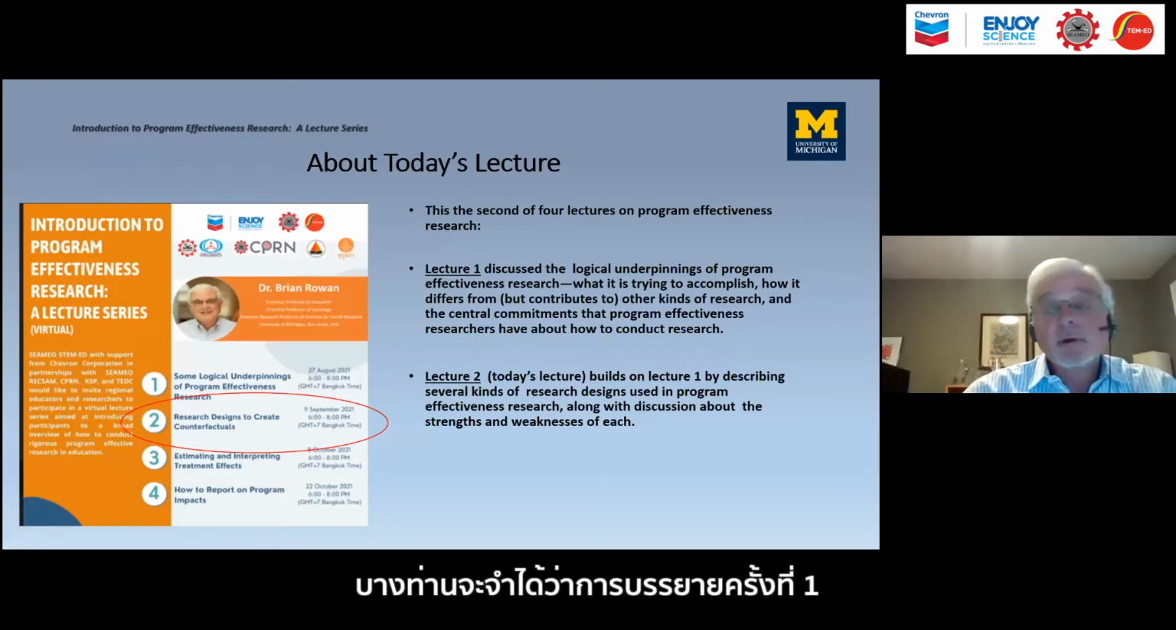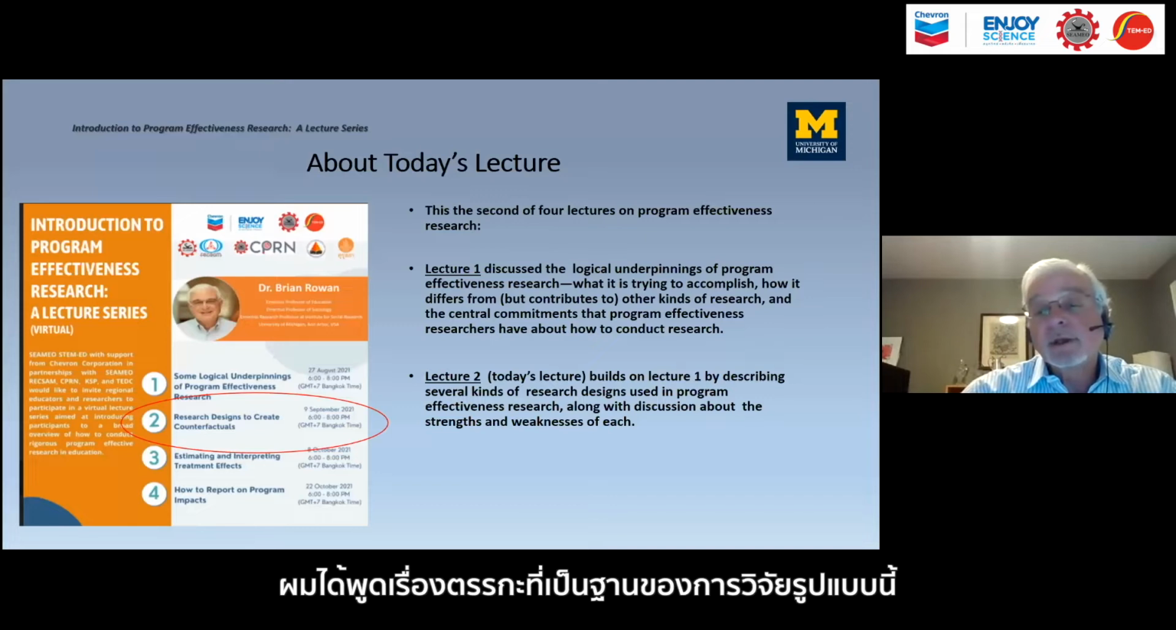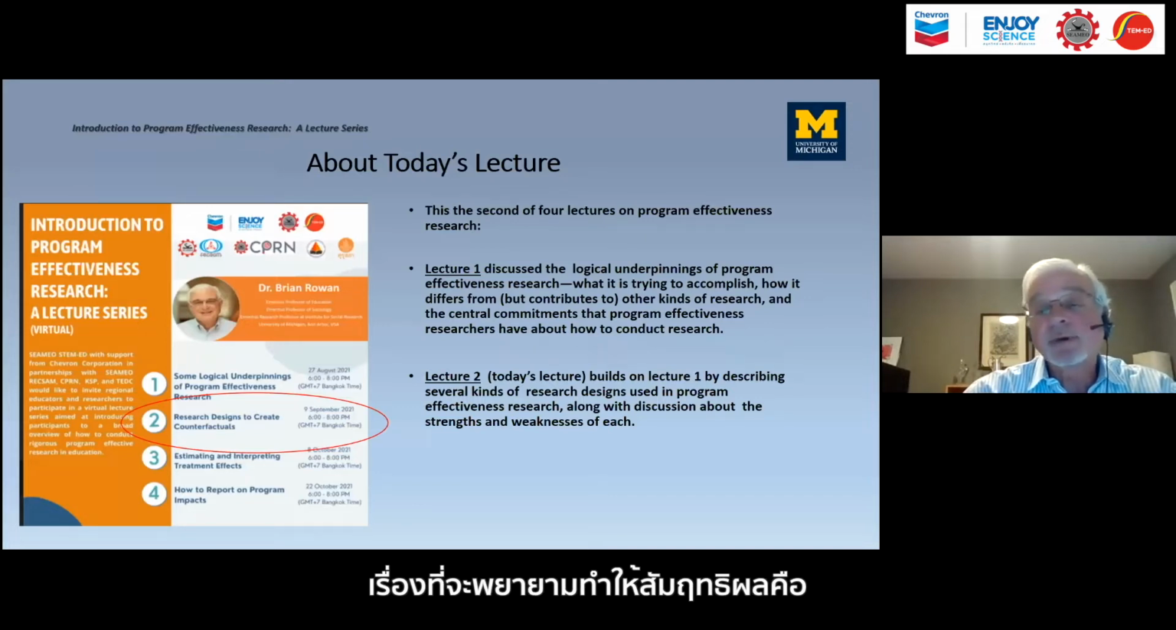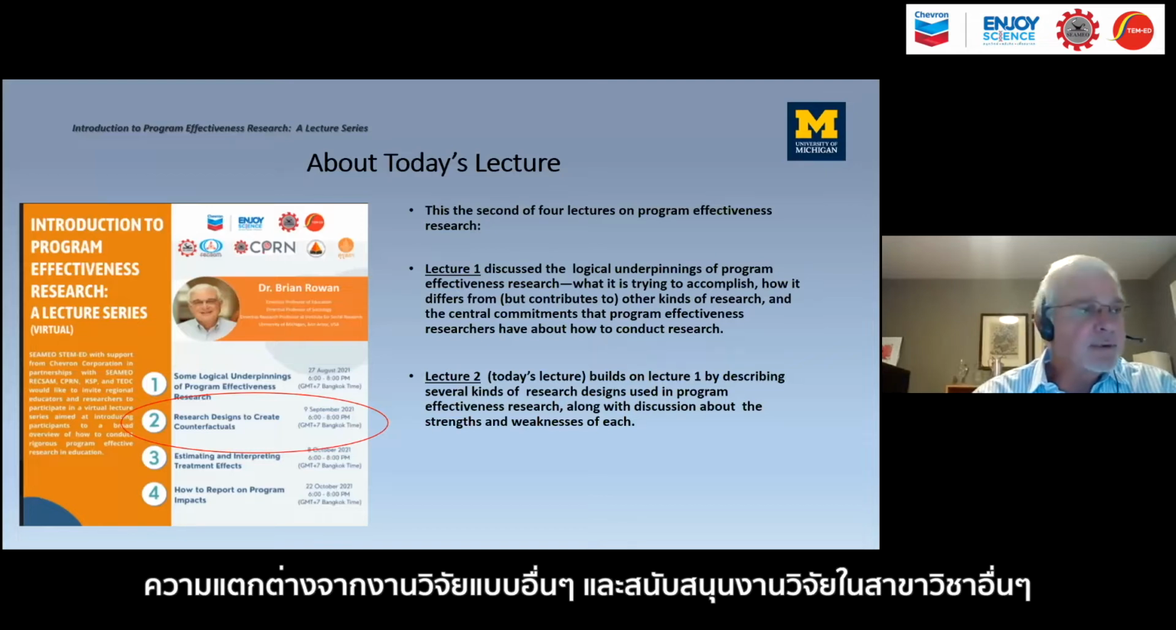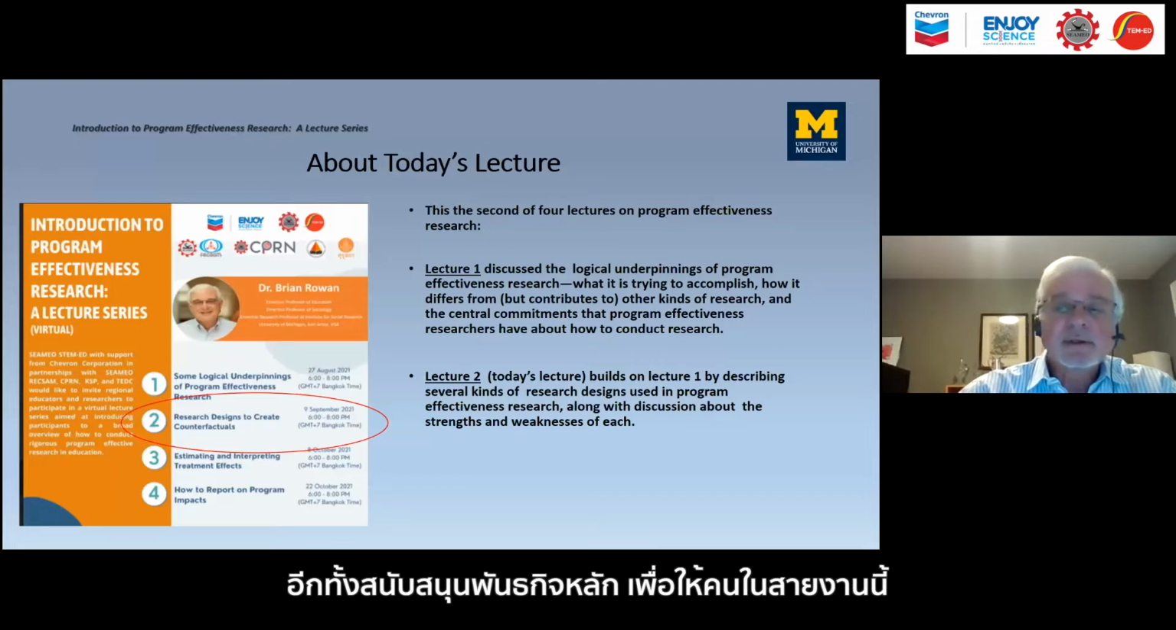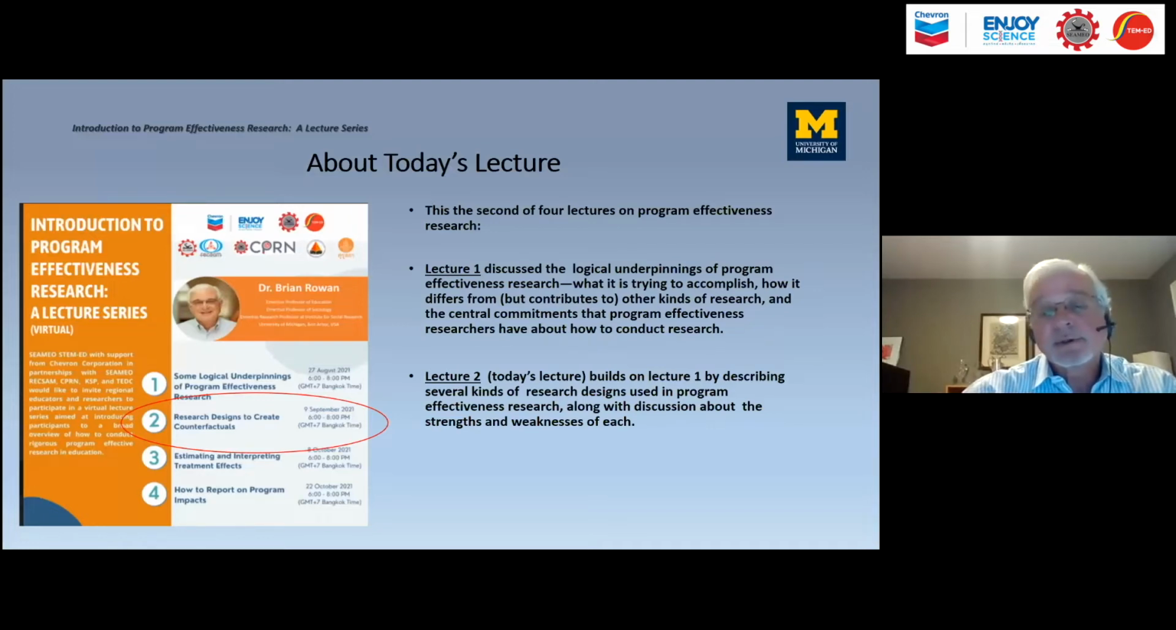Some of you will recall that lecture 1 discussed the logical underpinnings of this form of research, what it's trying to accomplish, how it differs from and contributes to other kinds of research in the field, and the central commitments that people in this line of work have about how to conduct research.